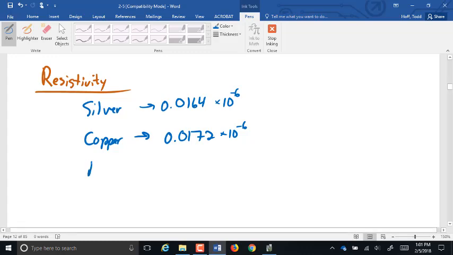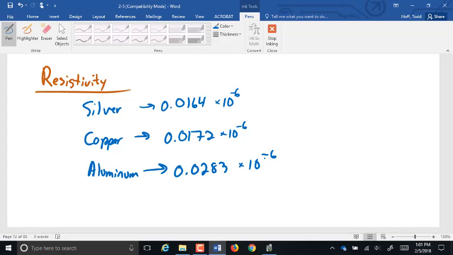And then aluminum. Resistivity of aluminum is 0.0283 times 10 to the negative 6. So you can see aluminum has a lot higher resistivity, which means it has a higher resistance. Now in the 1970s, copper was becoming very expensive. It's actually extremely expensive now. But because of the price of copper, for a short period of time, they actually stopped using copper wire to wire houses, and they started using aluminum wire.